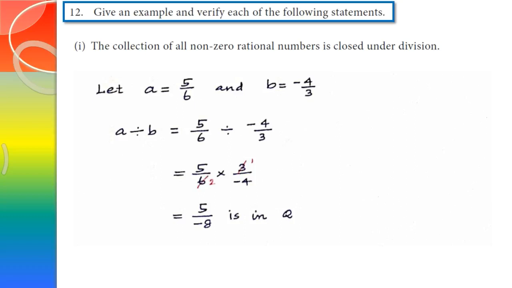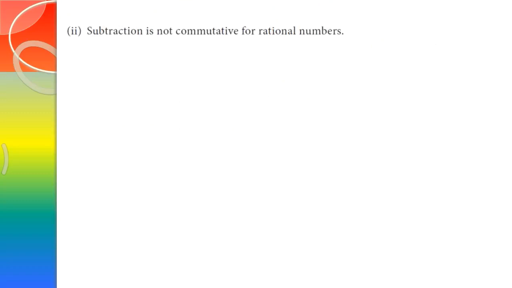In this question, 3 is divided by 6. So the answer is 2. So minus 5 by 8. Minus 5 by 8 is in Q. That is, Q means rational numbers. So the given property is true. That is verified. Next, go to the second property.